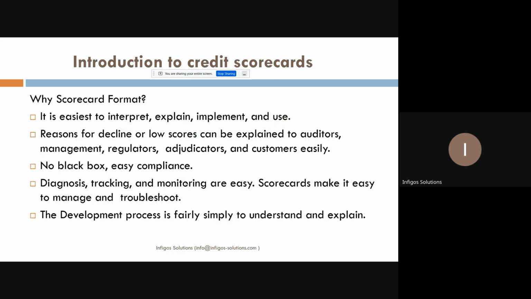So question, why do we use scorecard format for lending? First thing, it's very easy to understand, it's very easy to explain, it's very easy to implement, it's very easy to use. And if somebody asks why he has been rejected, why she has been rejected, you can explain it to him, you can explain it to management, you can explain it to the auditor, you can explain it to decision makers. No black box, everything is visible to you.